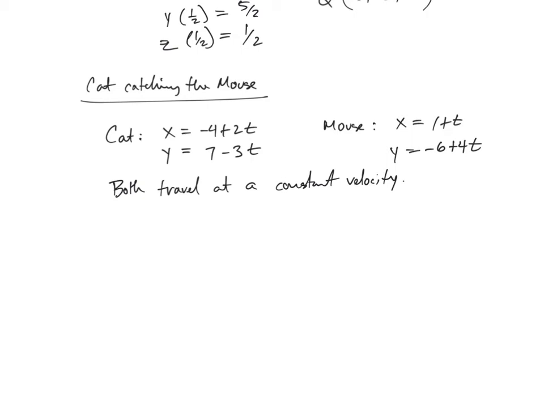Well, from the line equations, we can write a vector parallel to the trajectory, and say for the cat, let's call it v1. That is simply going to be equal to what? It's the coefficients of your parameter t, so 2, -3. So that's a vector parallel to the trajectory of the cat. A vector parallel to the trajectory of the mouse is going to be 1, 4.